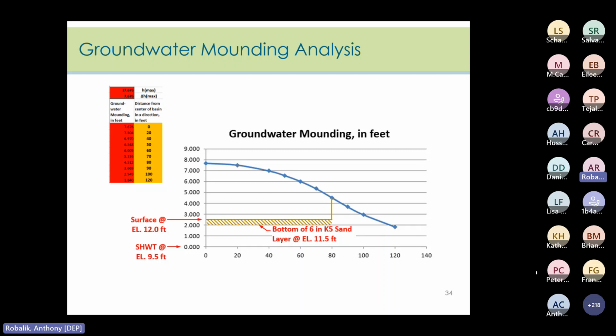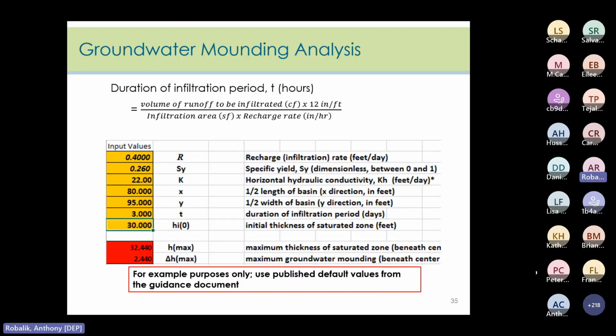So at the DEP, we made some modifications to what they put in there. Keep in mind, we're trying to find out if the basin drains within 72 hours, within 3 days. So the infiltration period was changed to 3 days. And when you do that, you also have to change the recharge rate to maintain the proportionality. Peter had previously shown us how to calculate the duration of infiltration period. The horizontal hydraulic conductivity is the same because the vertical gradient does not really affect the horizontal rate. So when we rerun it like this, the groundwater mound is 2.44 feet.